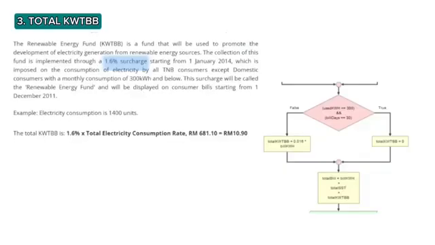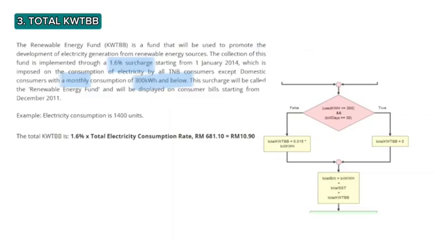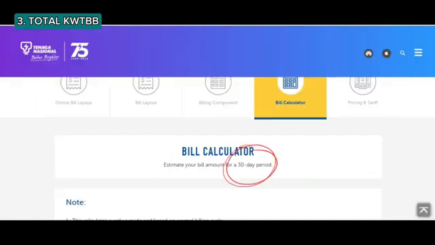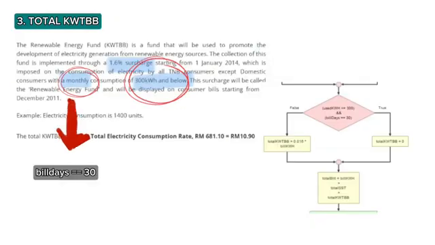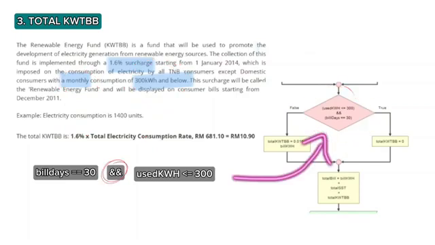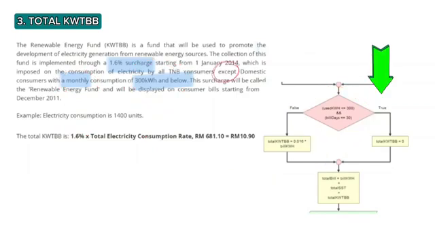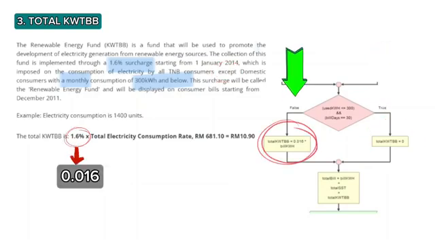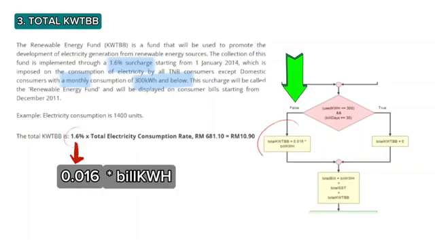So 1.6% will be charged for all except for domestic consumers with monthly consumption of 300 kilowatt and below. The whole flowchart is about domestic consumers only, and based on the TNB website, we will assume that a month is equals to 30 days. 300 kilowatt hour and below means that the range is less than and equals to 300. Let's combine the two conditions in one diamond shape with the operator AND. For the true side, there is exception for the surcharge, so we put the total kWTBB as 0. For the false side, I change the 1.6% into 0.016, then we will multiply with the total consumption rate.